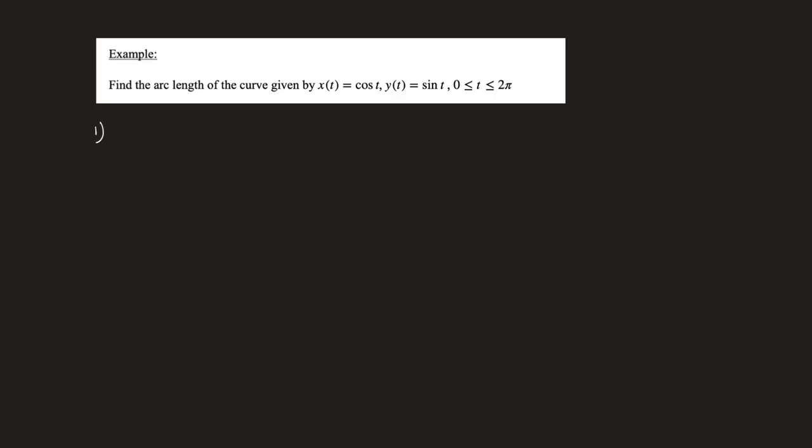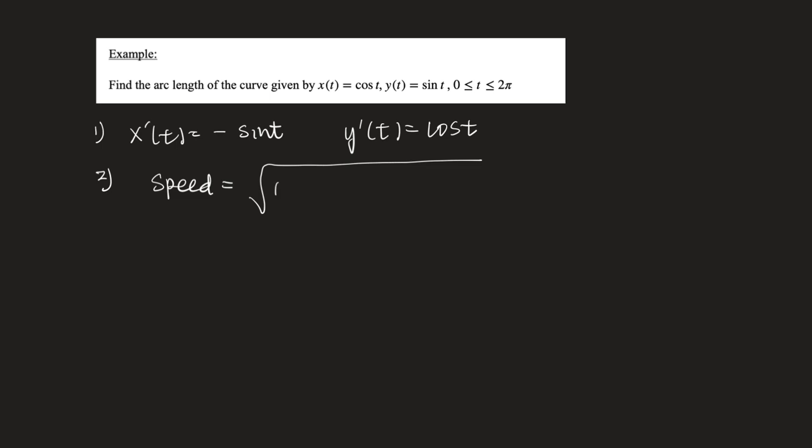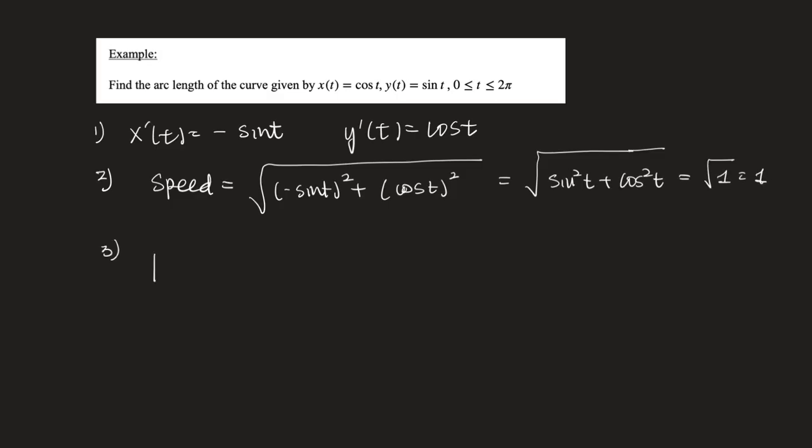The first step is to find the derivatives: x prime t is negative sine t, y prime t is cosine t. So the speed is the square root of negative sine t squared plus cosine t squared. That's sine squared t plus cosine squared t. The Pythagorean identity gives the square root of 1, which is 1. So you can find the arc length: the integral from 0 to 2 pi of the speed, which is 1, dt. What is the antiderivative of 1? That's t, from 0 to 2 pi, which is 2 pi. This confirms the circumference of a circle with radius 1.